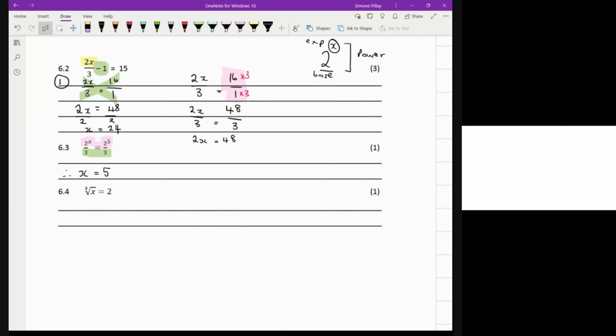Yes, Uma. You want to get rid of the cube root, so you have to cube both sides. So on one side, that cube root cancels out, and 2 to the power of 3 is 8. So x is equal to 8.